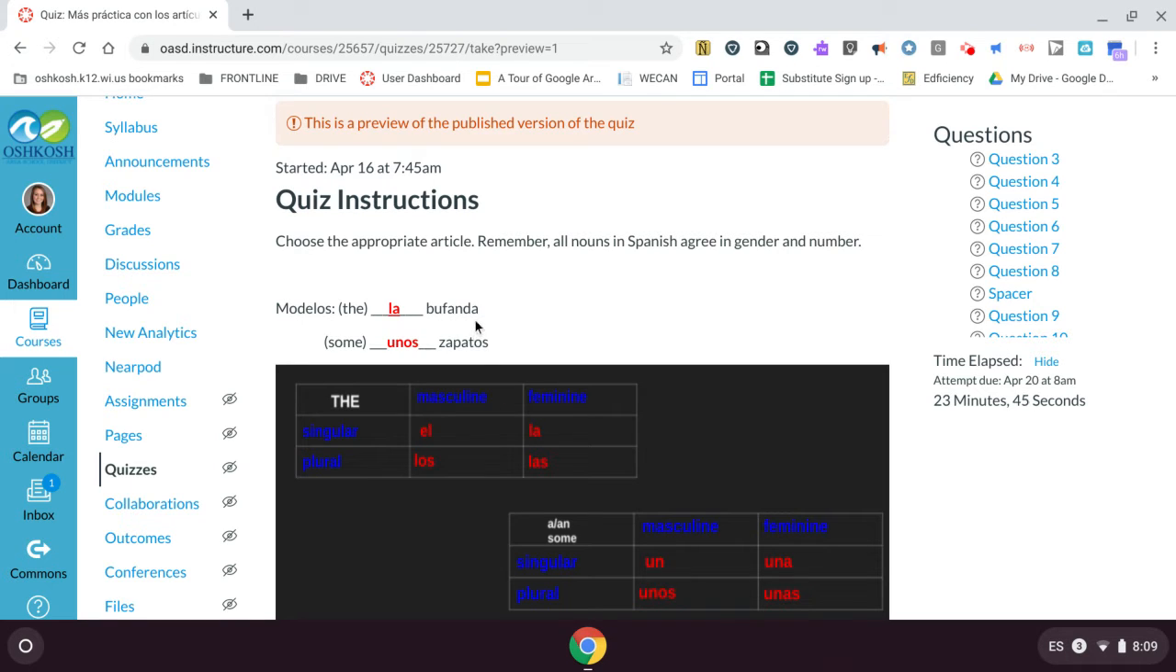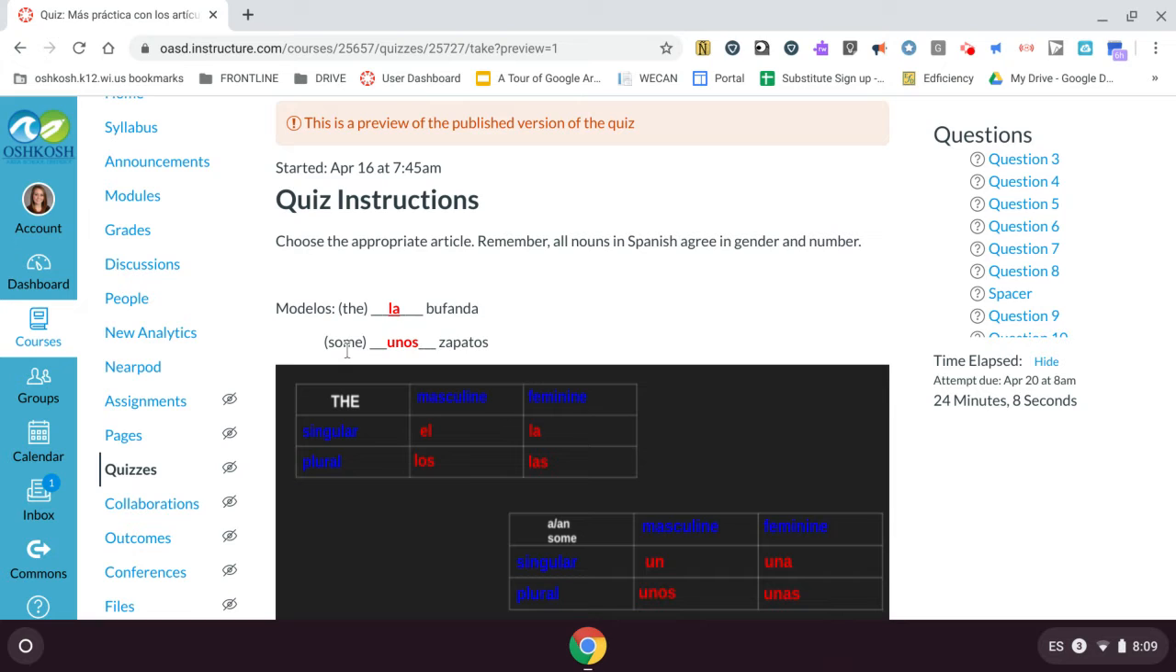So the second thing we need to do is look at bufanda and figure out, well, is it feminine or masculine? We figure out if it's feminine or masculine by looking at the ending. This word ends in an A, which is typically going to be feminine. So we know that this word is feminine and singular. So if we look at our chart, the feminine singular way to say the is going to be la.